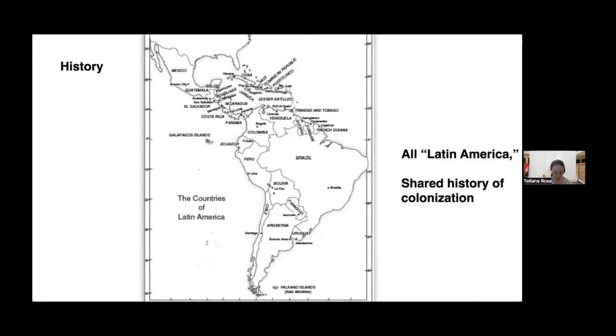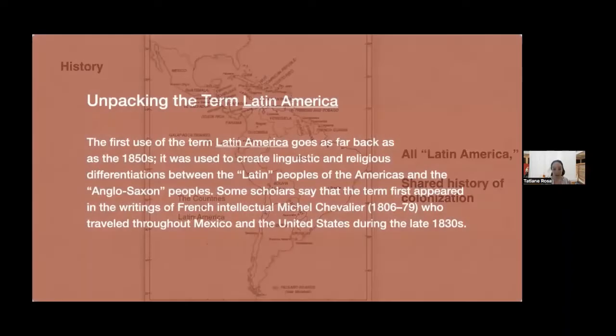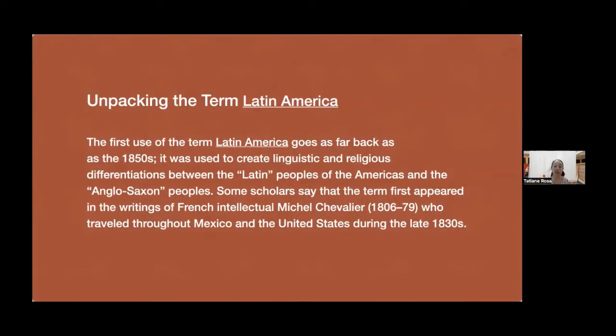The first notice of the term Latin America goes as far back as the 1850s, and it was used to create a linguistic and religious differentiation between the Latin peoples of the Americas and the Anglo-Saxon peoples, right? Some scholars say that the term first appeared in the writings of Michel Chevalier, who traveled throughout Mexico and the U.S. in the late 1830s. Chevalier was part of a movement called Pan-Latinism that wanted to bring together the neo-Latin language communities to unite a great Latin family.